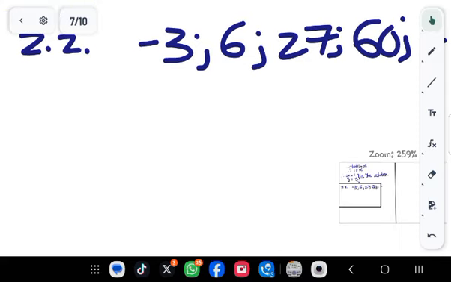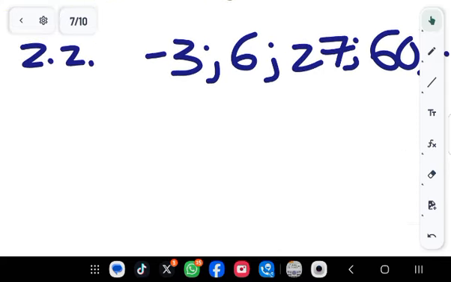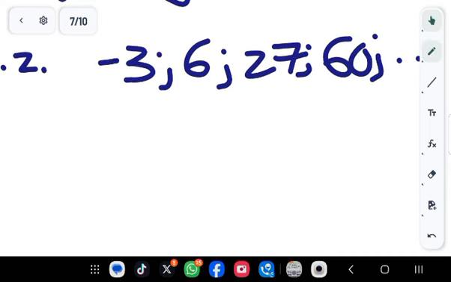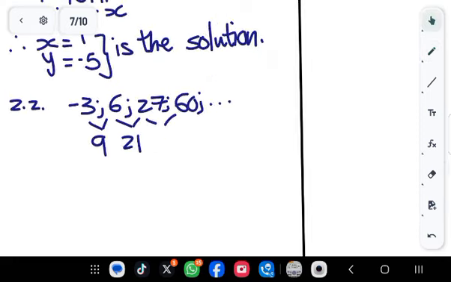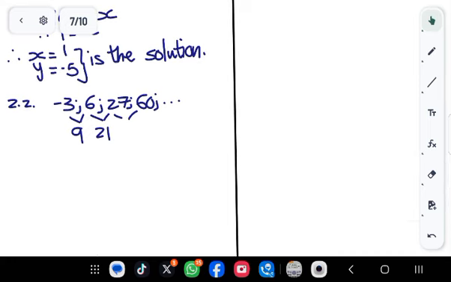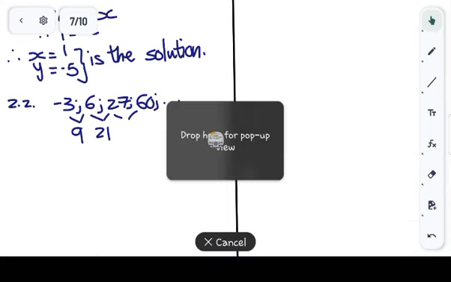Oh, we're supposed to find the general term. Before we find the general term, this is what we need to do: create a net, very important. So 6 minus negative 3 is 9. 27 minus 6 is 21. Then we've got 60 minus 27, which should be 33.